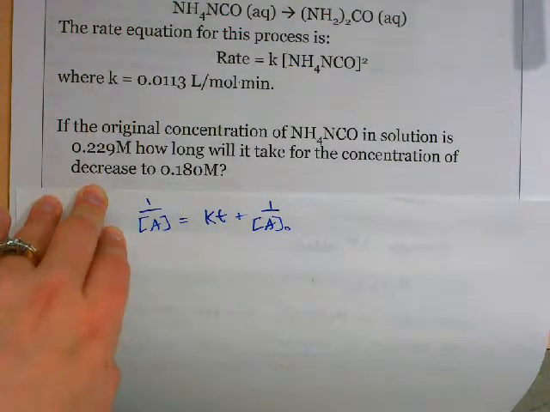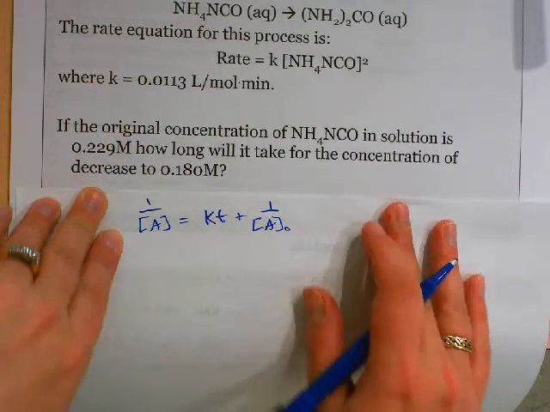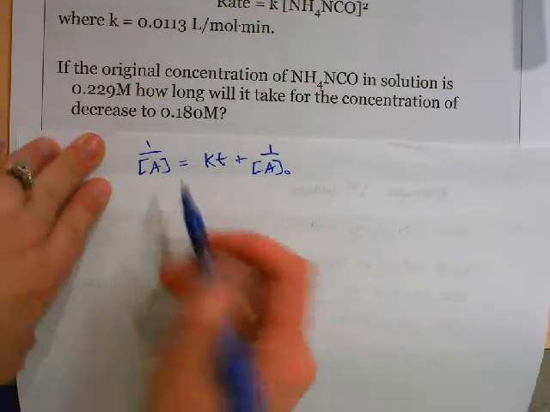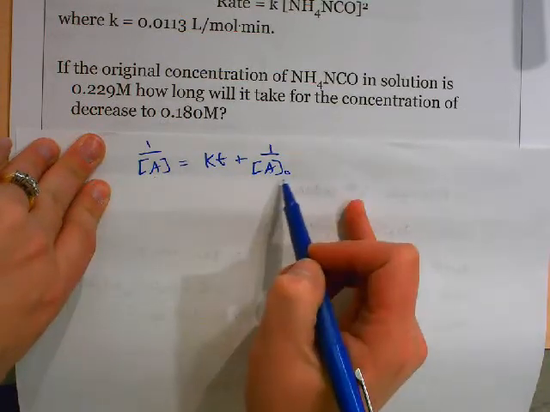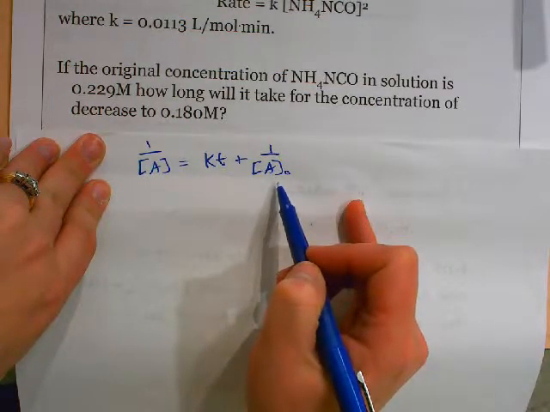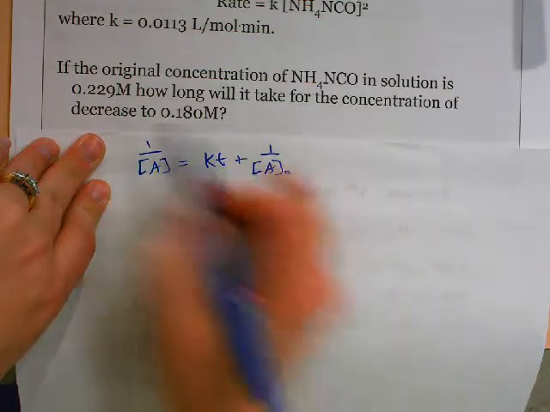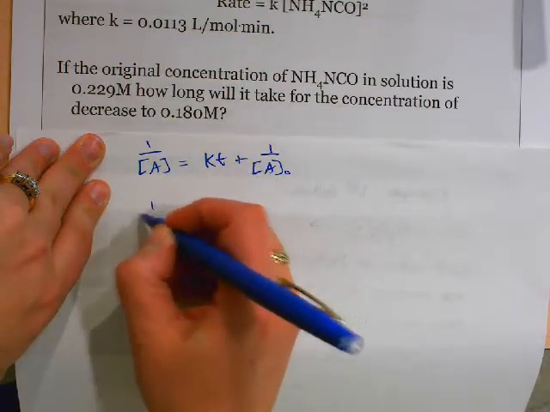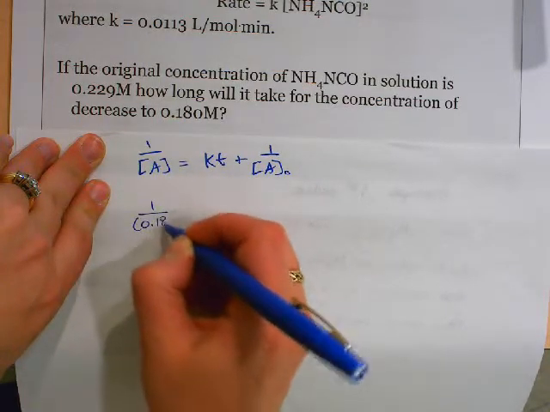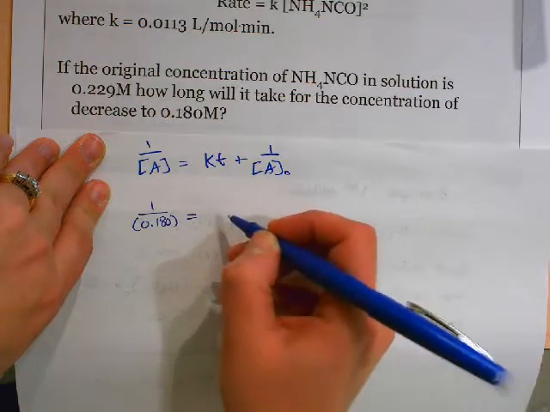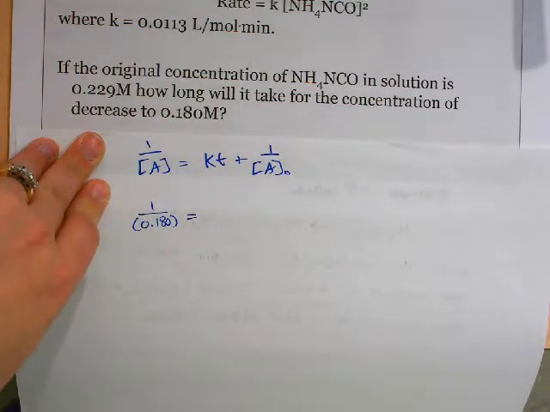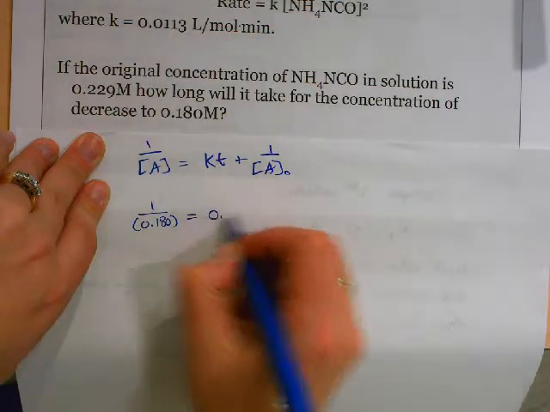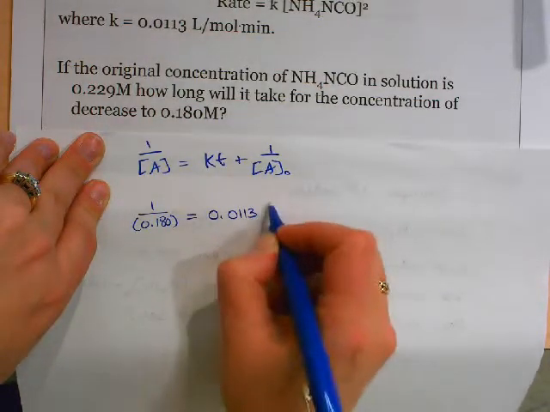So now, which variable am I looking for? T, right? I'm looking for T. So we can plug in everything else we know. Which molarity goes in the A0? Yep, 229. And then this one goes in the A. We're going to do 1 over 0.180. Okay. K, 0.0113.